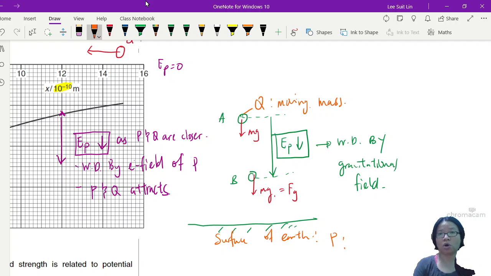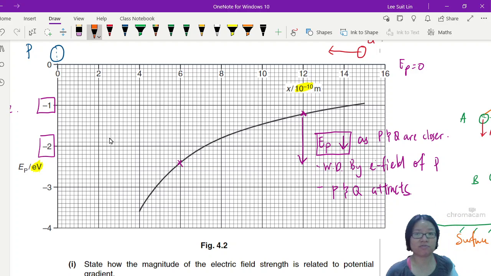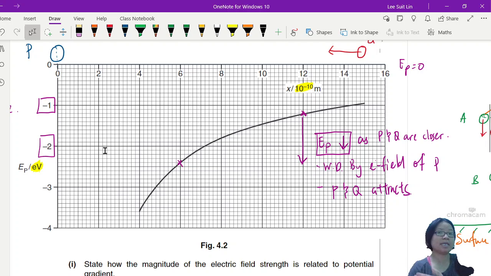So when it's work done by the gravitational field and your potential decreases, gravitational field does work, gravitational potential energy will decrease. So this is very obviously attractive. Just like similarly in this case, if we look here, when Q approaches P, the potential energy decreases. So work is done by the electric field. So P and Q attract, because the electric field does the work, that's why the potential energy decreases.